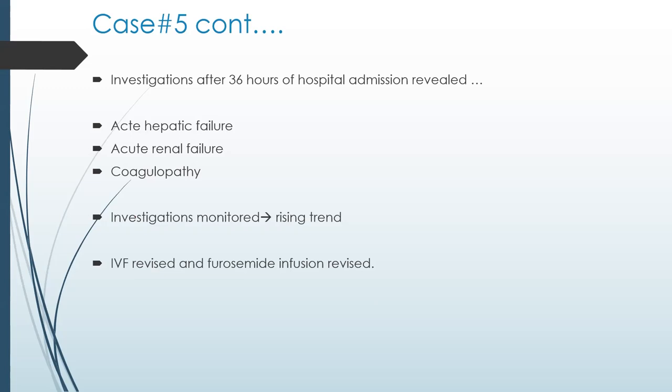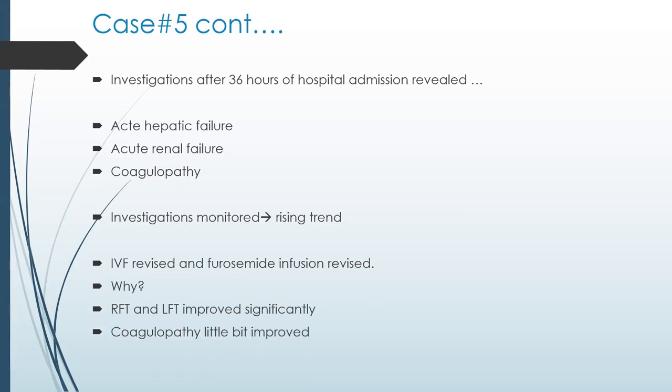Right. IV fluid and furosemide infusion was revised. Increased IV fluid to 120. Initially, I restricted to 70%. And with this adjustment, renal function and liver function improved significantly. No compromise occurred in the cardiac or respiratory systems. And coagulopathy improved a little bit.